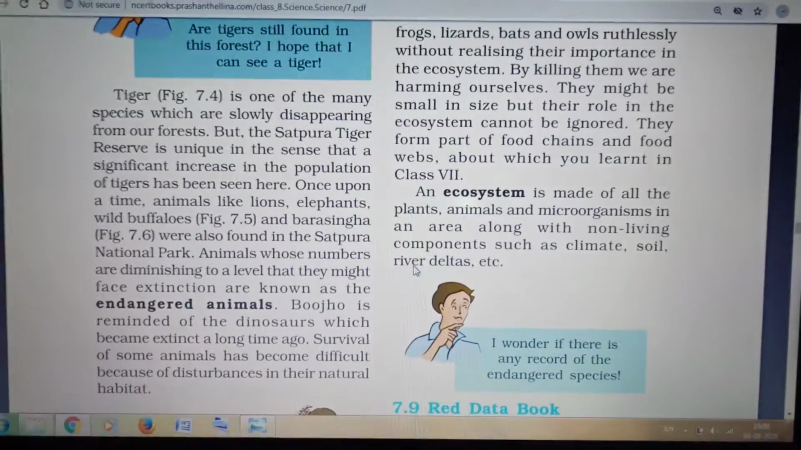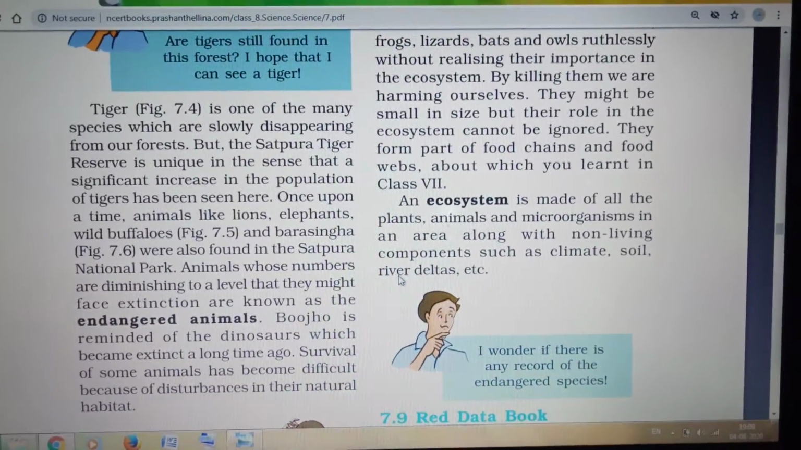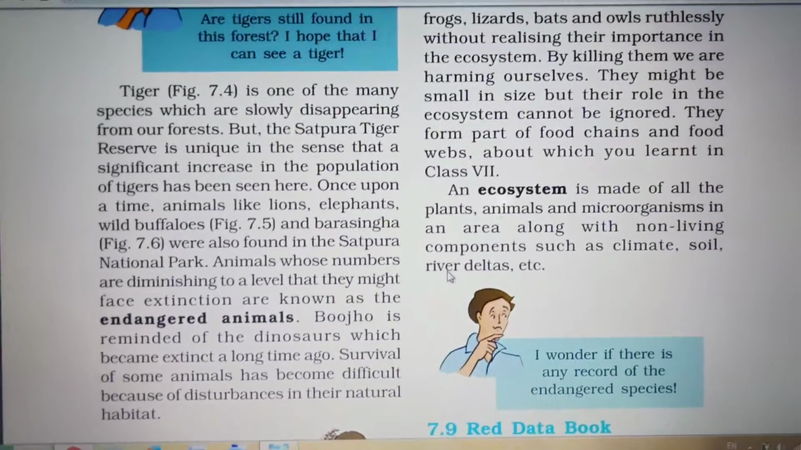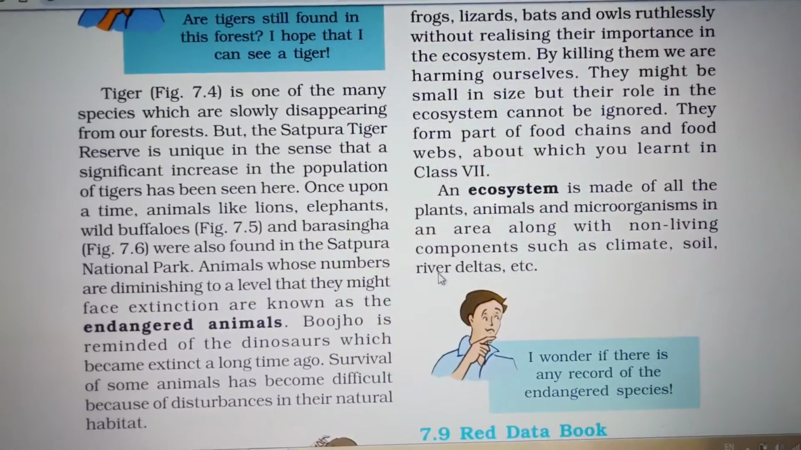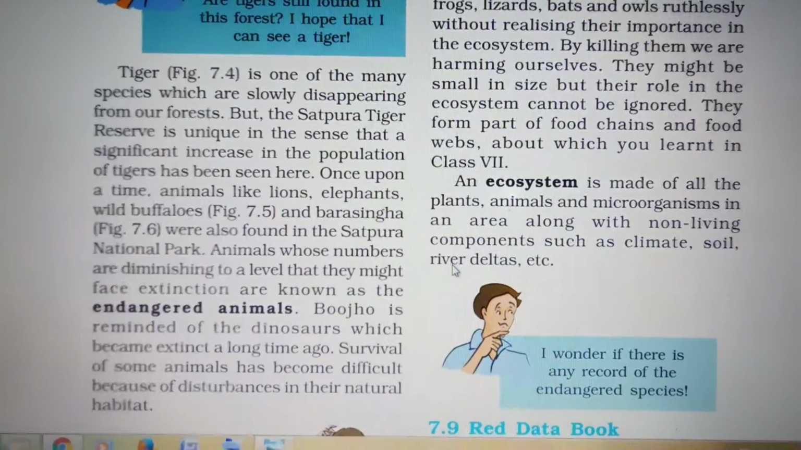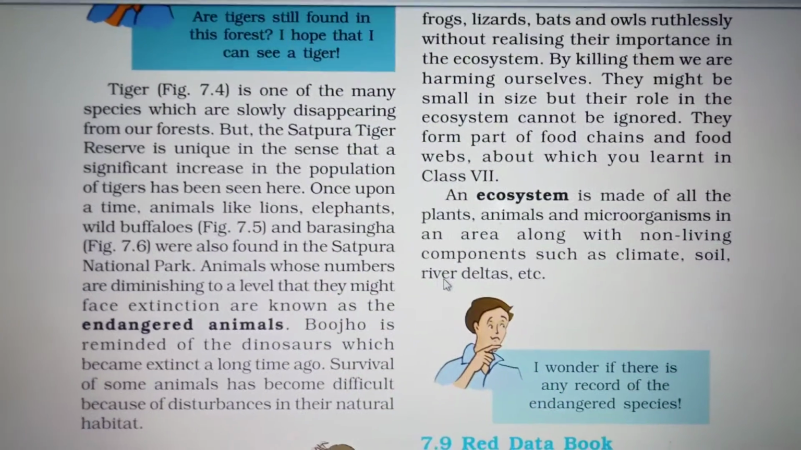Hello children, last class we saw about flora and fauna and I gave examples for that, and endemic species, and the importance of wildlife sanctuaries, and about Satpura National Park. Today we'll see about endangered species. You must understand what endangered species are.